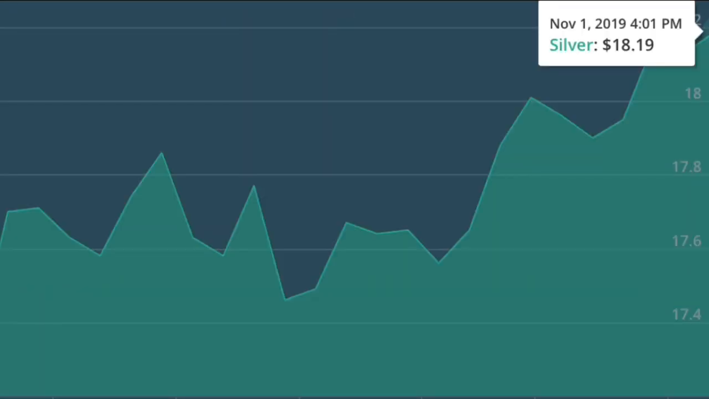But back to the spot price of silver, $18.19. Last time we saw $18 silver, we did see it on October 25th when it hit $18.01, but that only lasted for a couple of hours. It started to go back down a little bit. But last time we actually saw $18 silver was probably mid-September. I'm looking at the chart right now. It says September 25th, $18.08.